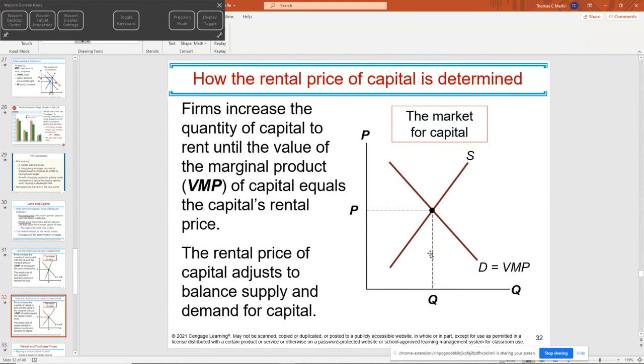Just like we looked at with workers, labor, the market for capital is set up the same way. And what you have to pay for the capital changes as well. If there's a huge demand for capital, it means less funds are available, and they will charge you a little more for that extra money.